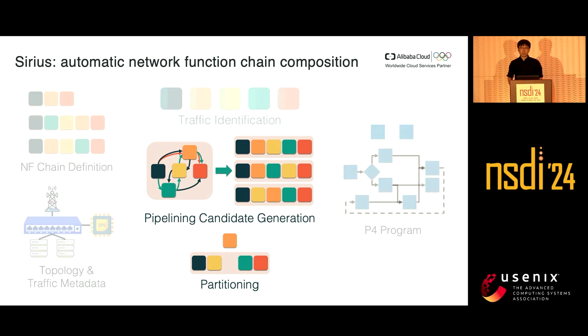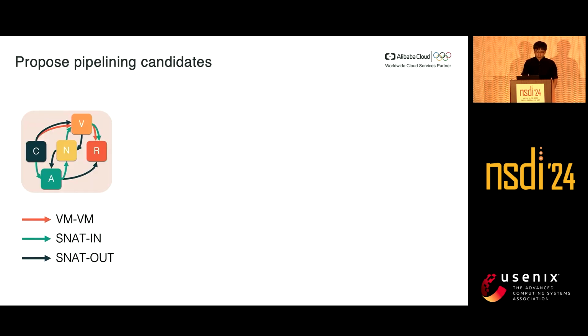So due to the time limitation, I'm going to introduce the latter two solutions. If people are interested, please refer to our paper or just email me. When finding pipelining candidates, it's not going to be a really huge issue. We just put them in order, and then we are going to check.